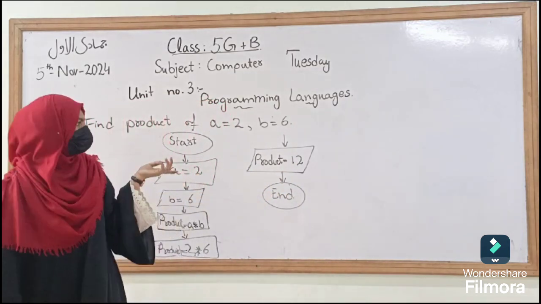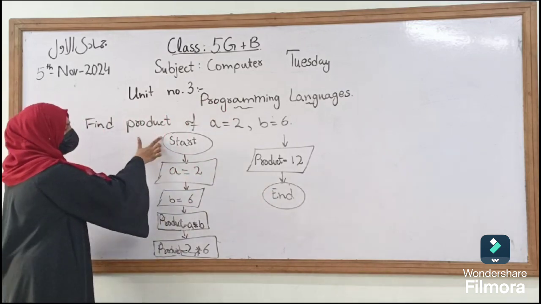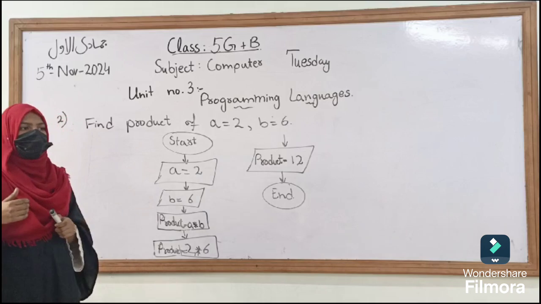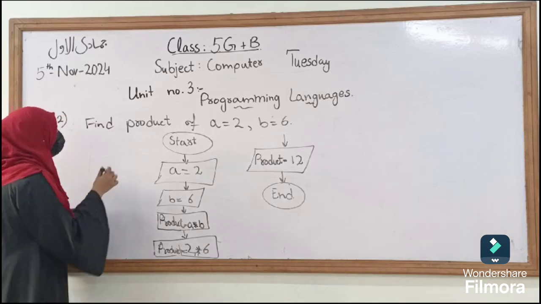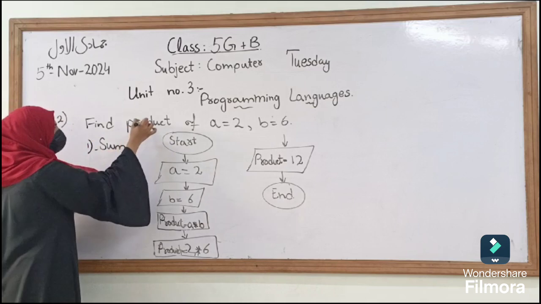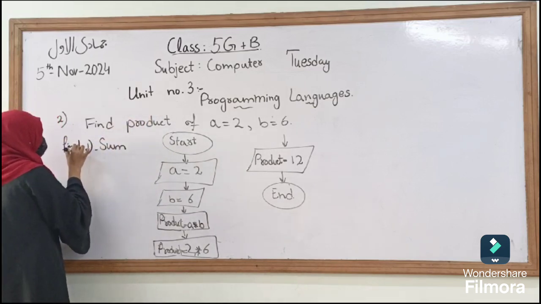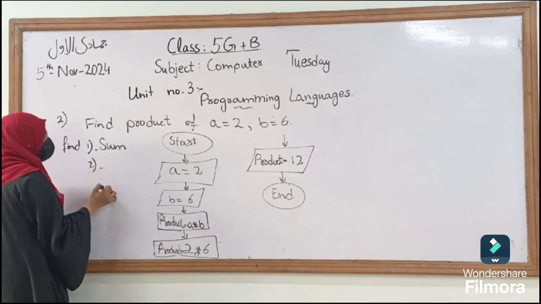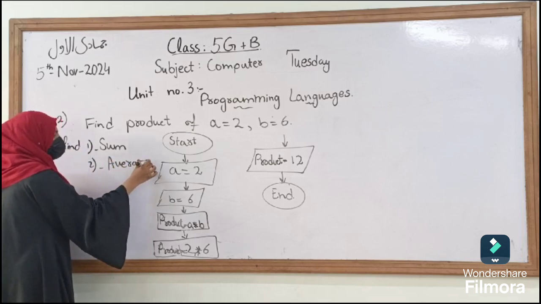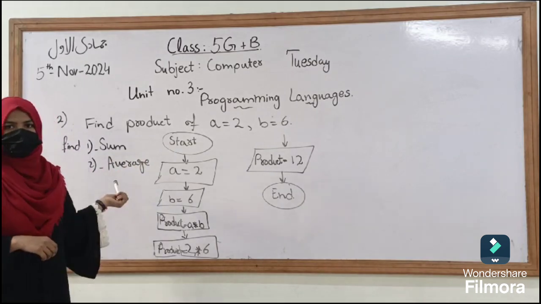This is the example of a flowchart, and you also need to think and create many more examples of flowcharts. You can also write an example of a flowchart in the form of a sum. If you want to find a sum, and if you want to find the average, how to find the average in a flowchart. So this is the first example of a flowchart.